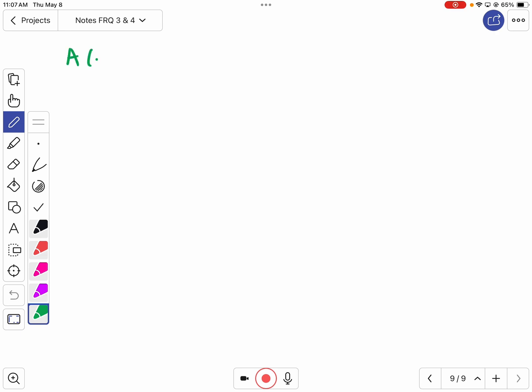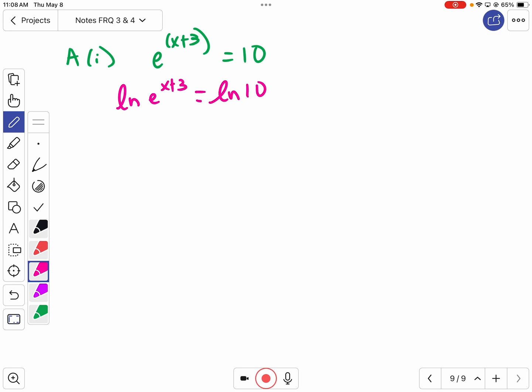All right, so, for part A, first part, I want to take e to the x plus 3. I want to set it equal to 10, right? What is the easiest way to do this one? I can't rewrite 10, but I got to get rid of that e. What should I use? Log. What kind of log? ln. There you go. Natural log, all right, of e to the x plus 3 equals the natural log of 10, all right?